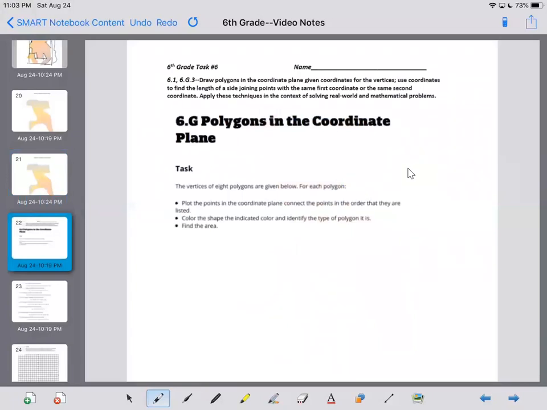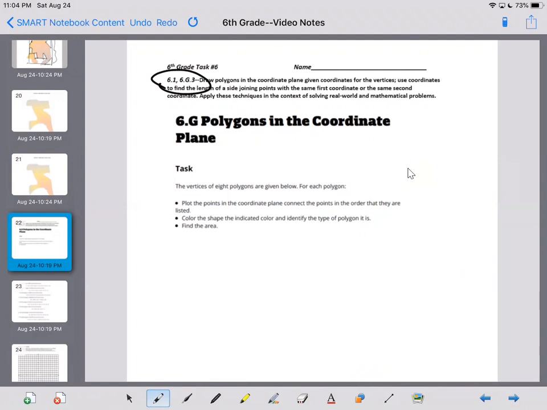So our next activity is looking at polygons in the coordinate plane. So this one incorporates 6.G.3 and 6.G.1. So you can see the standards that it would incorporate. But now we are plotting polygons in the coordinate plane.